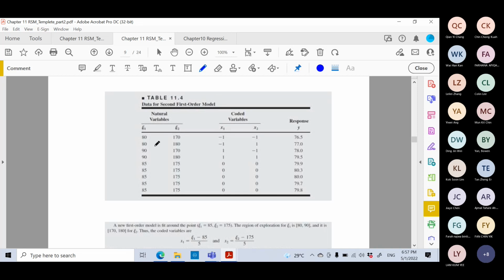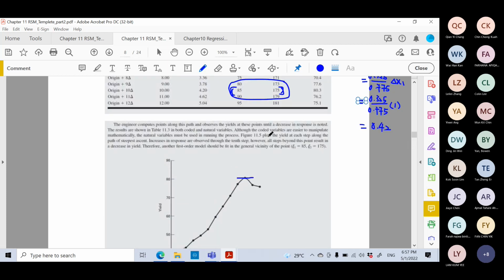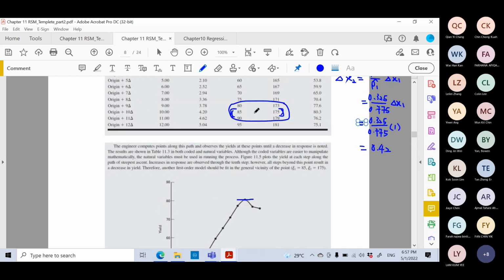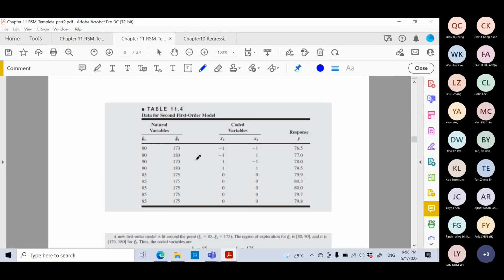So why do they suddenly go to 80 and 90? Because from the first diagram here, we roughly estimated the optimal was somewhere around here. Then we try to locate our optimal under this region. Under this particular region, we run the experiment again because our ultimate goal is to find out what model is suitable. So this one will explain to you.